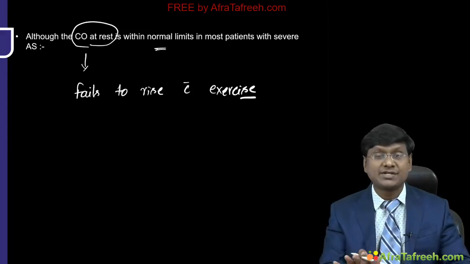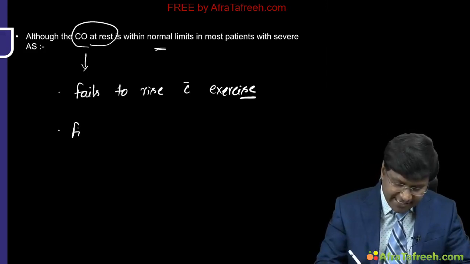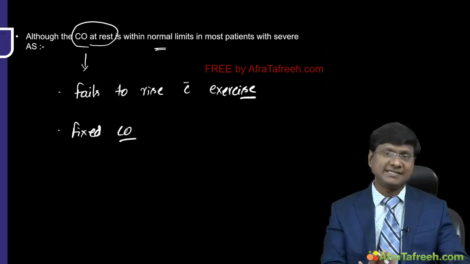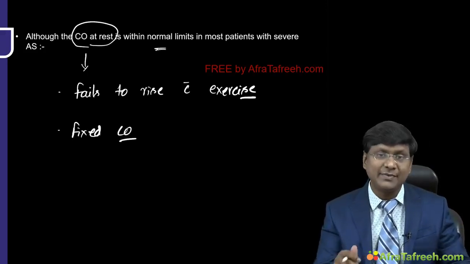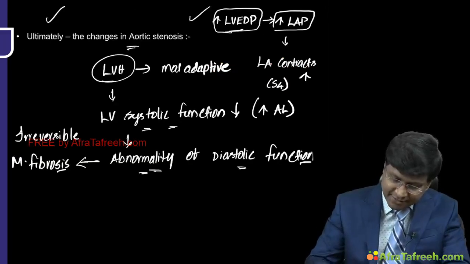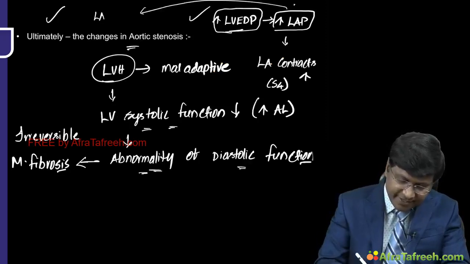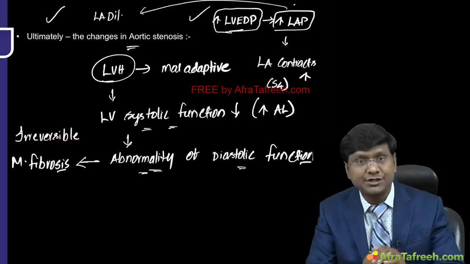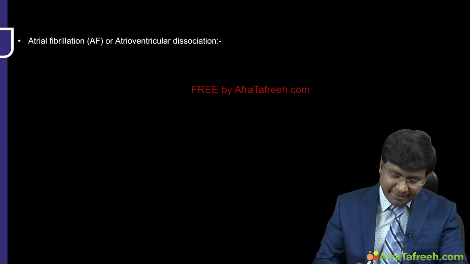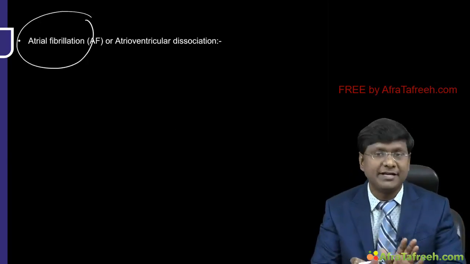Why it fails to rise normally during the exercise will be discussed. So what the patient is having is a fixed cardiac output. It is not rising even during the exercise, and what will be the consequence, we'll be discussing. You have to understand that the left atrial pressure is elevated. So once there is elevated left atrial pressure, there will be left atrial dilatation. And once there is left atrial dilatation, remember the abnormality that can happen is development of atrial fibrillation.